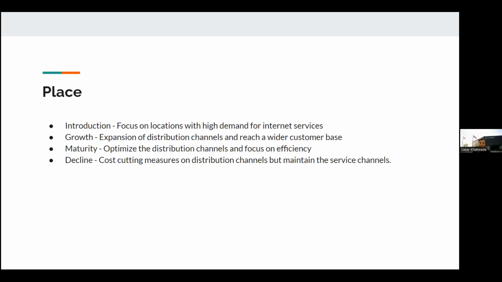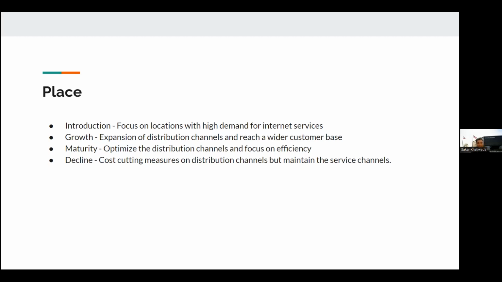So during the maturity stage, Worldlink should focus on optimizing its distribution channels to reduce cost and improve efficiency. The company should consider expanding its product line and improving complementary services through the same distribution channels so that everything can be sold at the same time. Like, bundling can also be done. That is also one of the things that can be done in the maturity stage by utilizing their distribution channel.